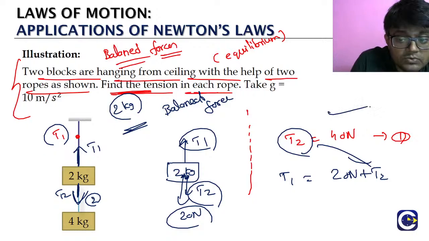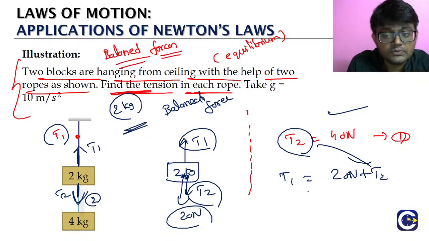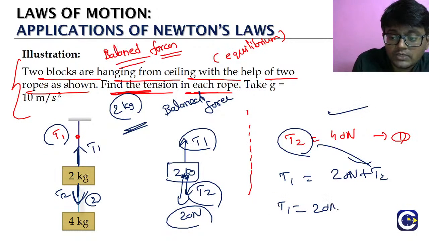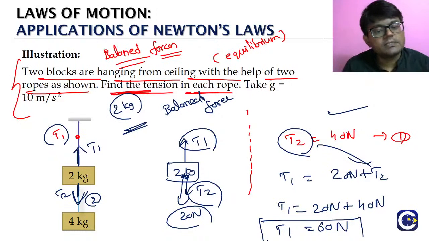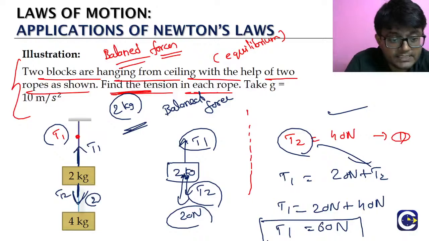What is the T2 value? 40 newtons. Okay, so T1 is equal to what? 20 newtons plus 40 newtons. How much? 60 newtons. So T1 is 60 newtons, and T2 is 40 newtons.